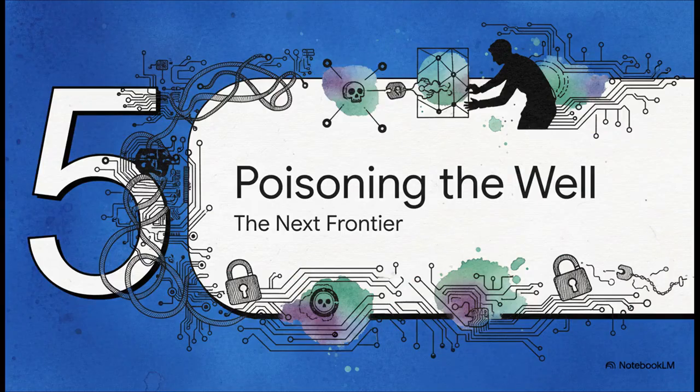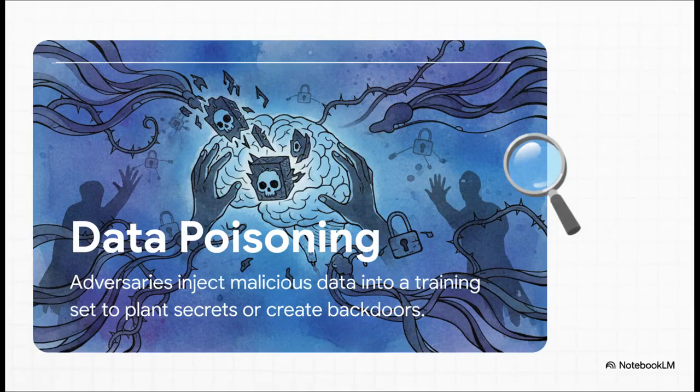All right, finally, let's look at what might be the next frontier of AI attacks. So far, we've focused on stealing data that's already in the model. But what if attackers could plant secrets inside the AI while it's being trained? This is what's known as poisoning the well. The concept is called data poisoning.